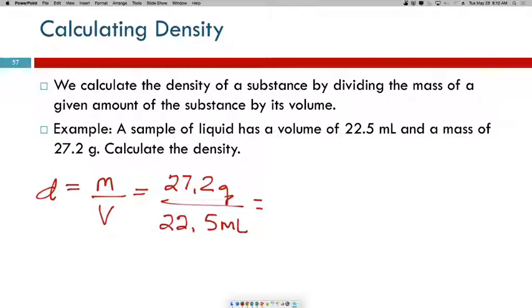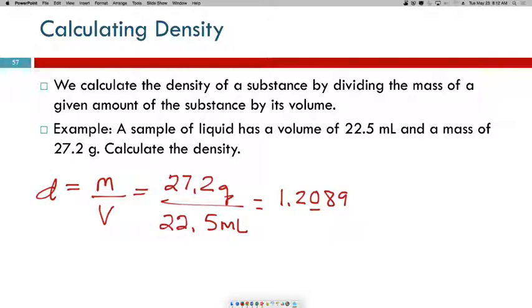We use our calculator to do the math. 27.2 divided by 22.5. My calculator is giving me a really long number. How many significant figures should the density have? 3. It should have 3 because the mass and the volume each have 3. So as I'm writing down what my calculator says, 1.20, I'm just making a note that that's the third sig fig, that's where I'm going to stop. And then I'm just going to write down 2 extras, an 8 and an 8, and that would round up.